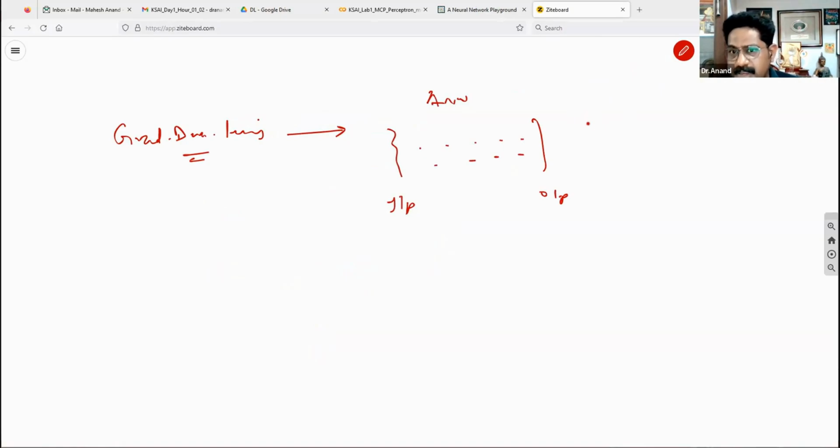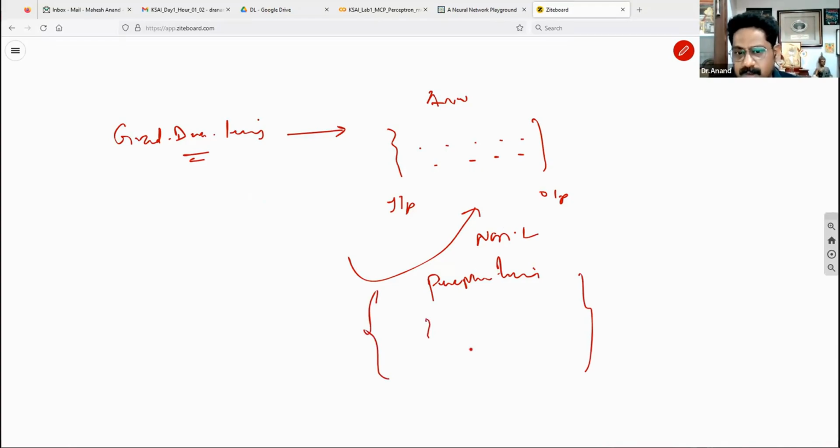Obviously, this model can solve linear problems. Then I'll introduce a non-linearity and try to apply the same perceptron learning rule here. When I say simple perceptron learning, I mean a neural network model without a hidden layer. We are going to see that this perceptron learning fails. It cannot solve a linearly non-separable problem. Then I will introduce a neural network with hidden layers.